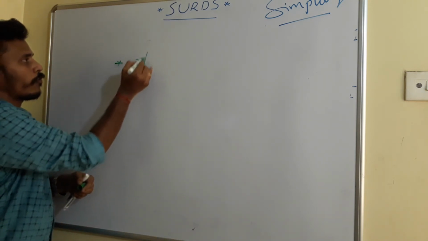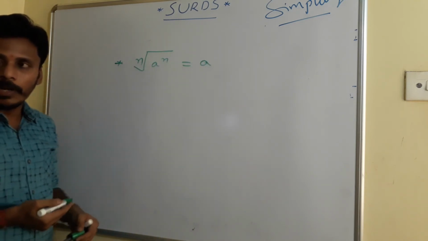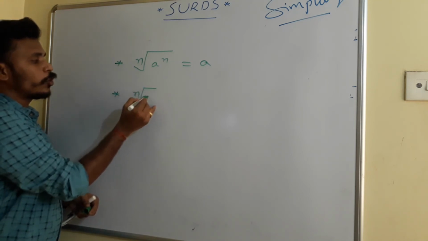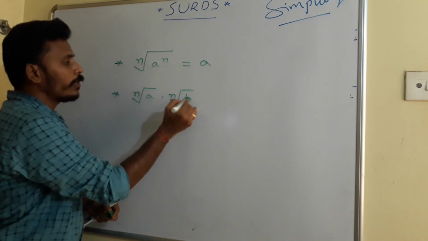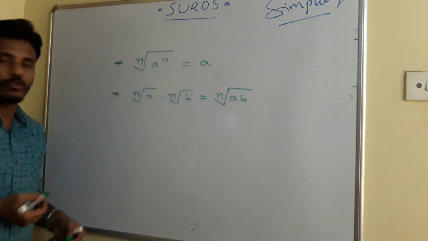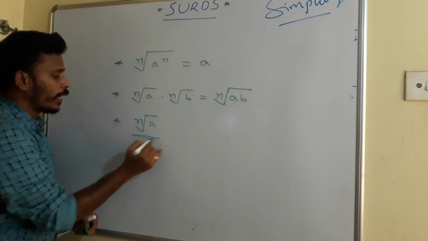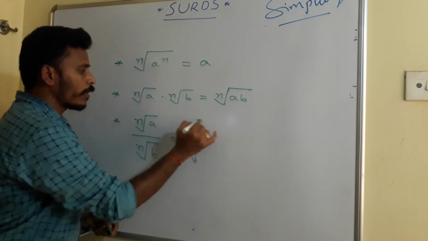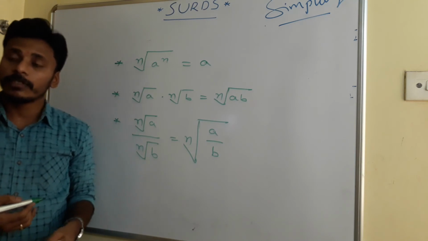That nth root of a power n is equal to a. Is it right? Nth root of a power n is equal to a. That's one formula. And the other thing is nth root of a into nth root of b can be written as nth root of ab. We are able to multiply these two because they are of the same order. And nth root of a divided by nth root of b also can be written as nth root of a by b, since we have a chance to divide because they are of the same order.